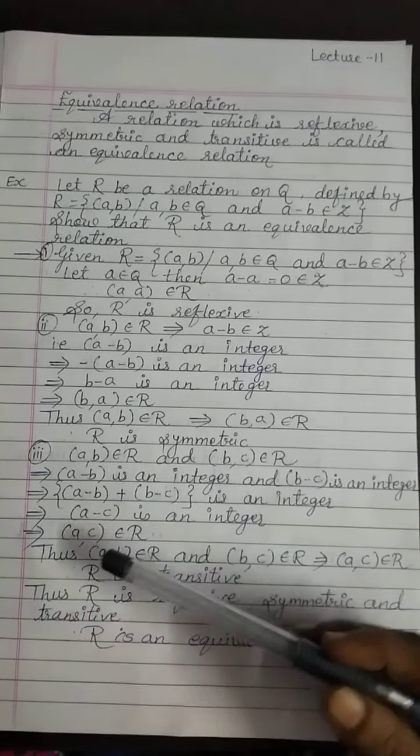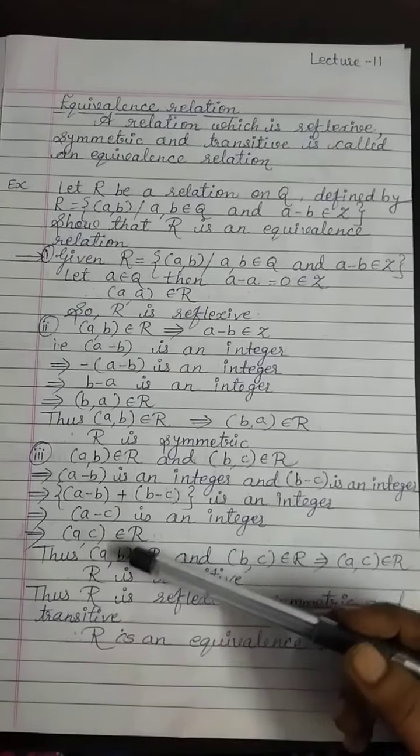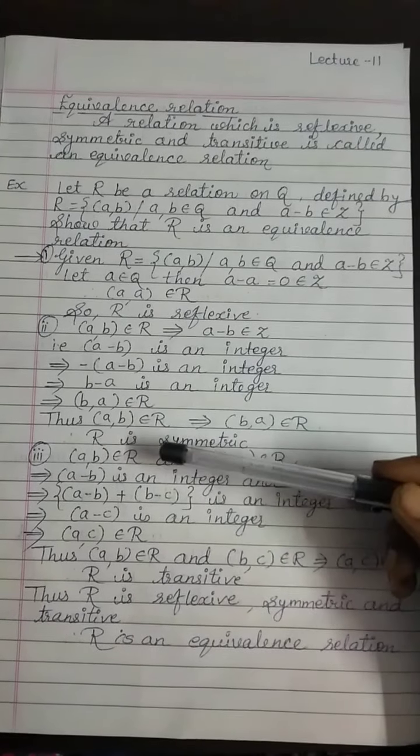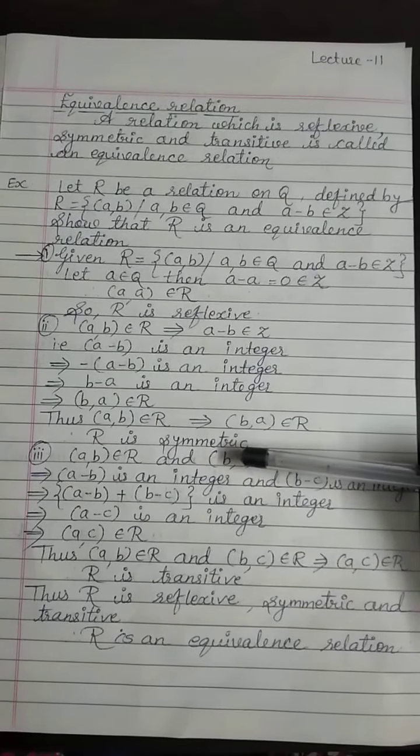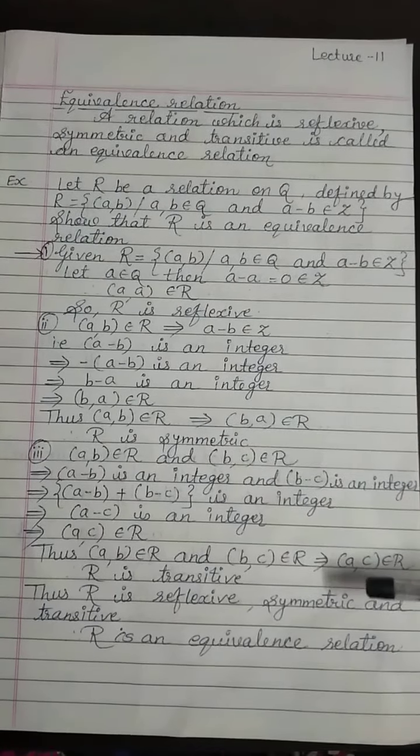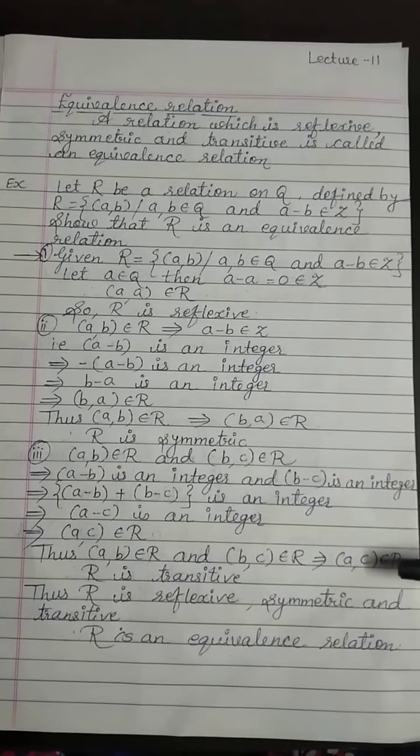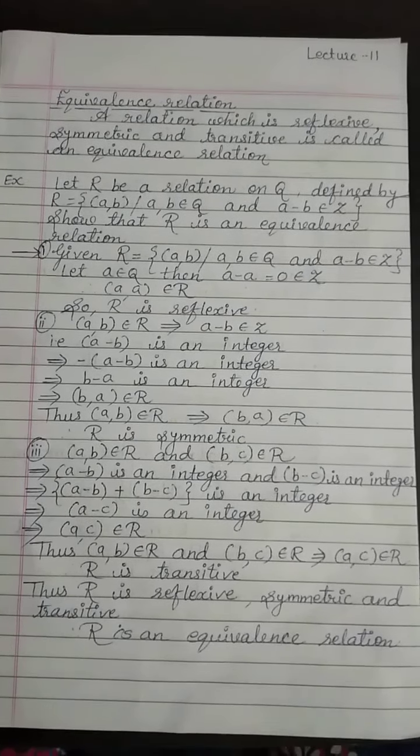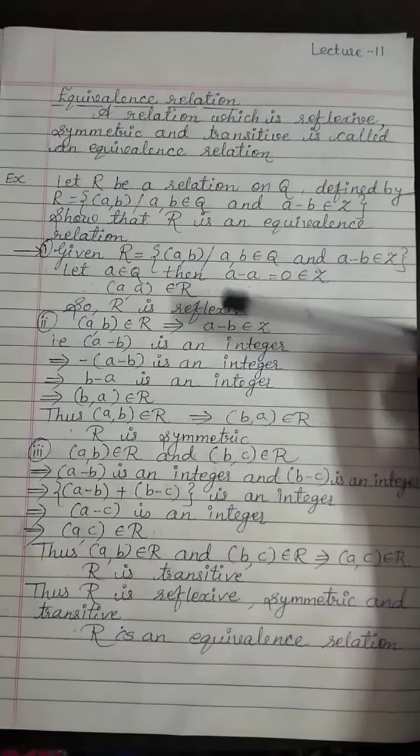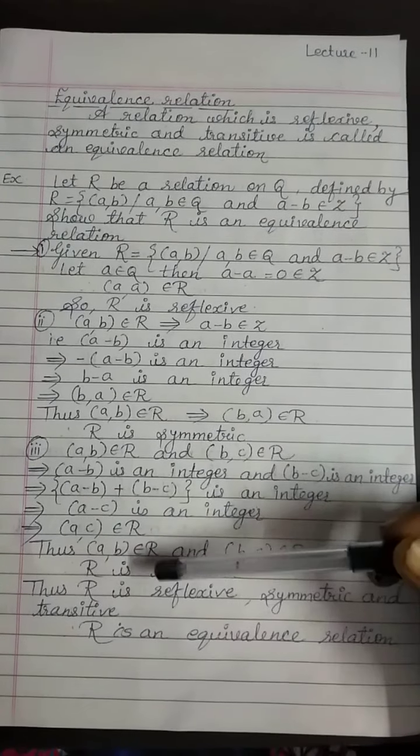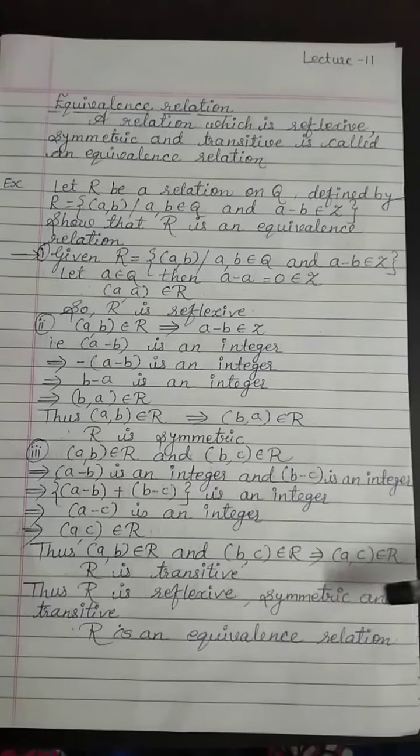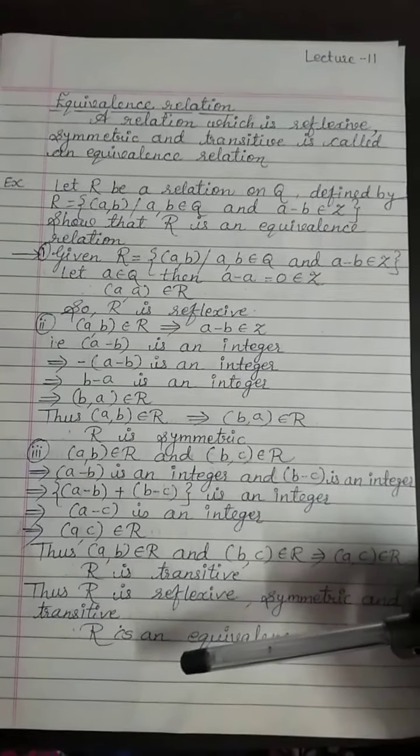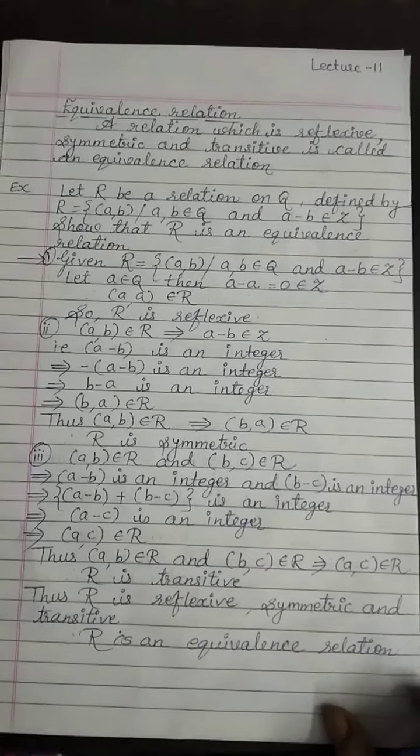So from this statement, we can say that ordered pair (A, C) belongs to R. So if we consider ordered pair (A, B) belongs to R and ordered pair (B, C) belongs to R, then we get ordered pair (A, C) belongs to R. So from this statement we can say that R is transitive. So from 1, 2 and 3 we have R is reflexive, symmetric and transitive. So by using the definition we can say that R is an equivalence relation.